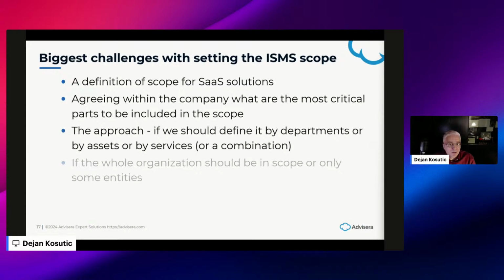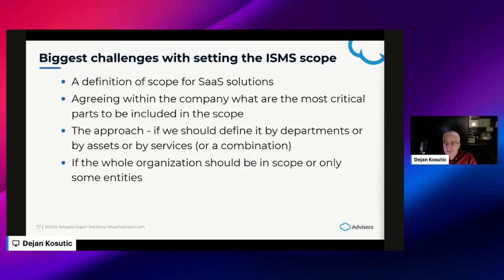Also a challenge is the approach, whether you should define it by departments or by assets or by services. Again, the suggestion is that you define the scope in terms of departments and services and locations, because this is something that the certification auditors prefer the most. Also a challenge is whether the whole organization should be in the scope or only some entities or departments. Again, for me, this is primarily a question of size. The smaller the company, the more likely you will go for the whole company.